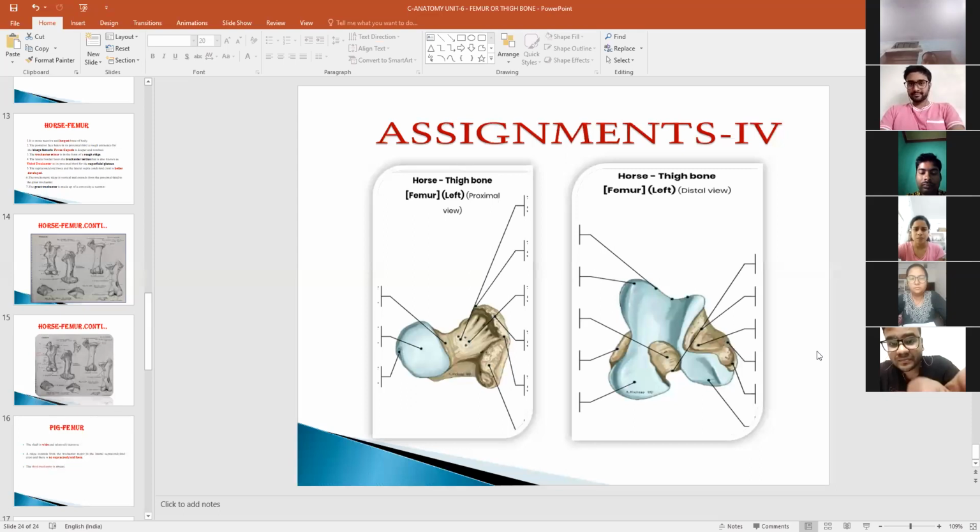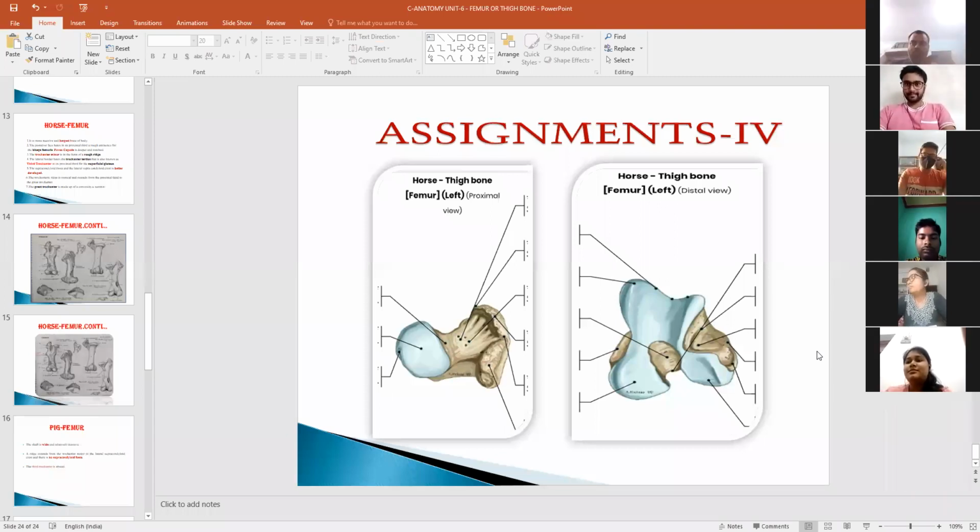The question is for Priya Raj, unmute. Yes, sir. You tell me three distinguished points related to the structures of the femur of the horse.